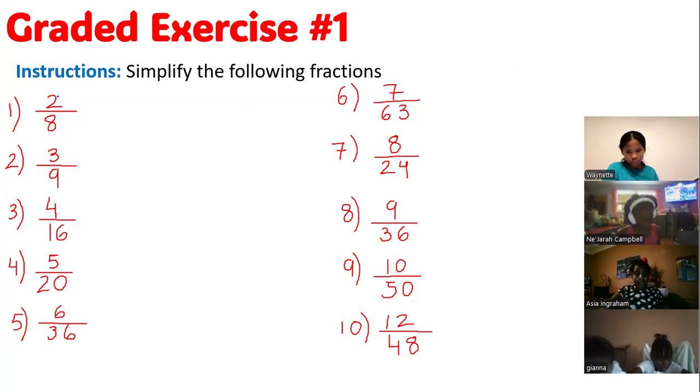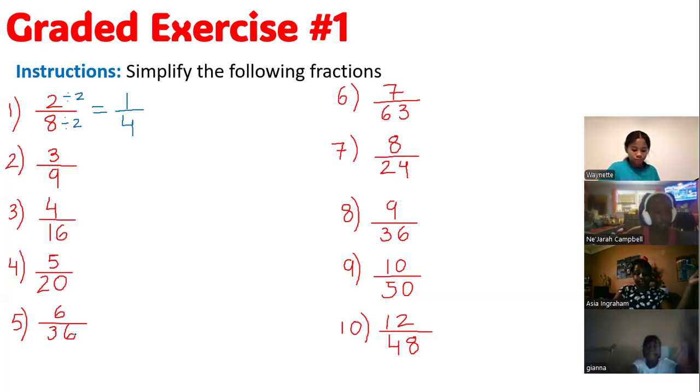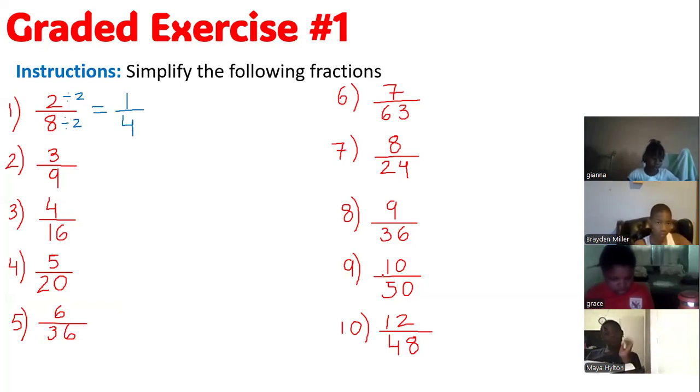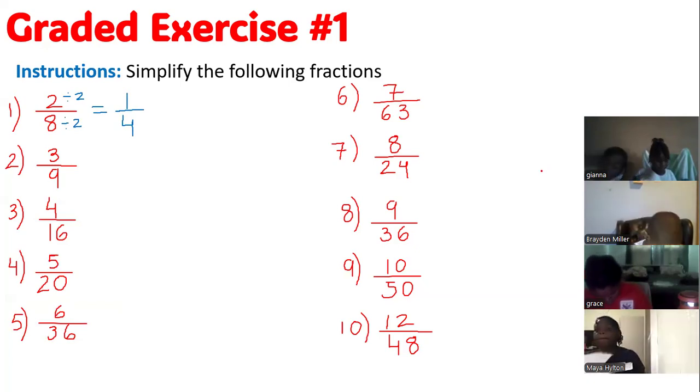Now, what did you use? I used 2. So divide the top by 2 and the bottom by 2, and then what do we have? 2 divided by 2 is 1. So it's going to be what? 1/4. How many persons got 1/4? I got it. Okay. Anyone else got 1/4? Let me know, please. For the first one, I got 1/4. Okay.